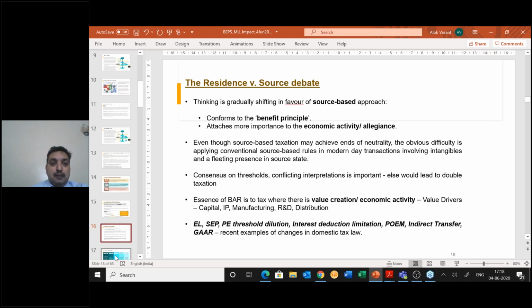Now with the BEPS, the residence versus source debate has again reignited. And if you looked at the last slide, the stress is on giving the right taxation rights to the country where the value is created. So the thinking is again gradually shifting to the source-based approach. It conforms to the benefit, and as I mentioned, it attaches more importance to the economic aspect.